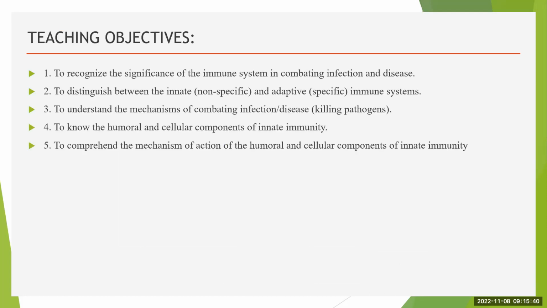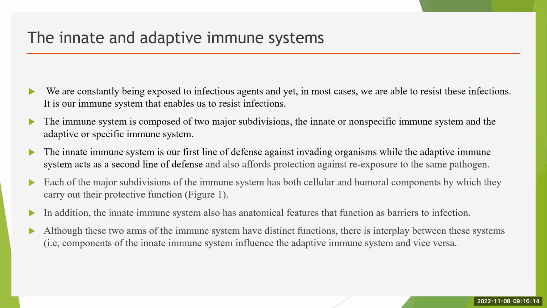So teaching objectives of this lecture is to recognize the significance of the immune system in combating infection and disease, to distinguish between the innate and adaptive immune system, to understand the mechanisms of combating infection, to know the humoral and cellular components of the innate immune system, and to comprehend the mechanisms of action of the humoral and cellular component of the innate immune system. Those were the objectives of this class. So the innate and adaptive immune system.